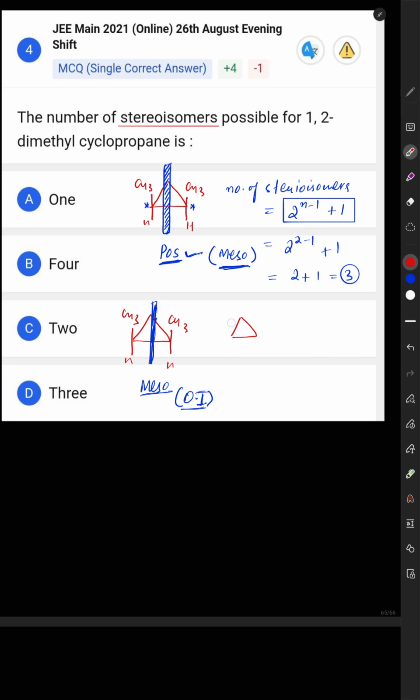Now the second we have this way, CH3 H and then CH3 H. The CH3 is on the opposite side, and similarly a mirror image of this molecule in this way, where we have this H CH3 and CH3 H. So these are non-superimposable mirror images, and we call them enantiomers, and enantiomers are optically active. So we have two optically active isomers and one optically inactive form, which is called meso form, and in total we have 3 stereoisomers in case of 1,2-dimethyl cyclopropane. So option D will be the correct option.